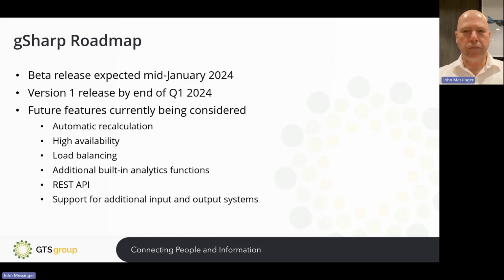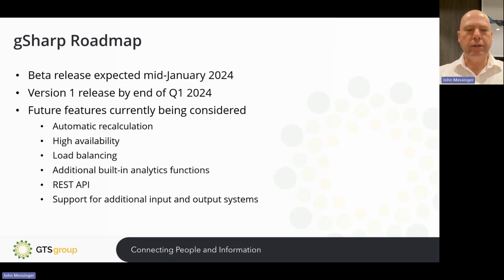A little bit about the roadmap. We know that the end of support for ACE is staring us in the face now. It's a little over a month away. We're expecting to release a beta for gSharp by mid-January, with version 1 to be released by the end of, or at this stage, being targeted to be released by the end of the first quarter.